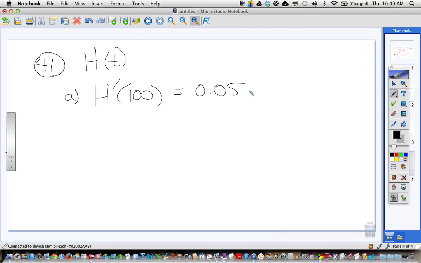But the most important thing you've got to know from that is you need to be able to translate H prime. H prime would be the hours of daylight per day, or the change in the hours of daylight. Because H prime is the rate of change of H, and since H was hours of daylight, H prime is the change in hours of daylight.